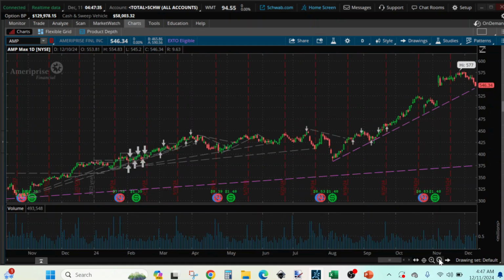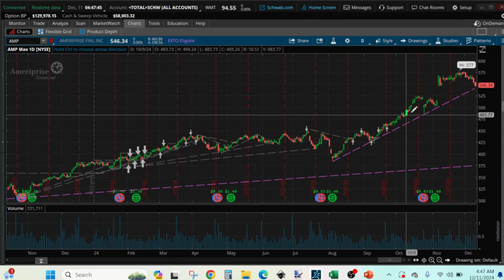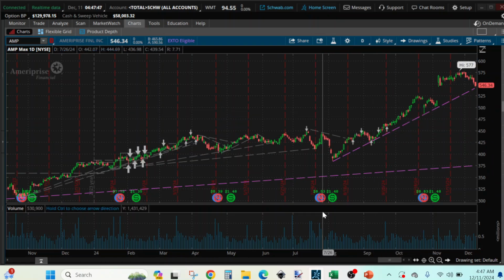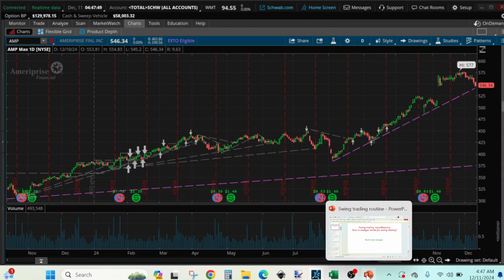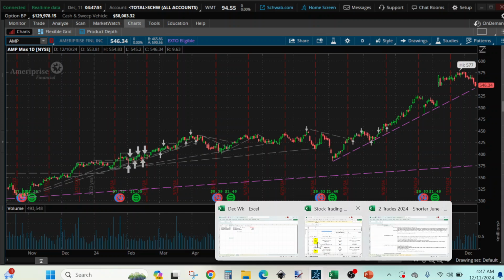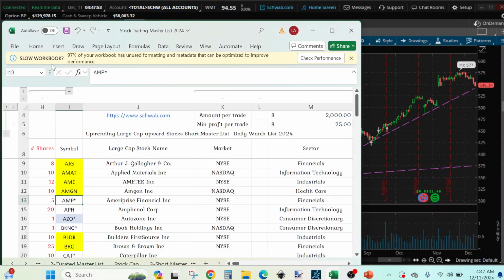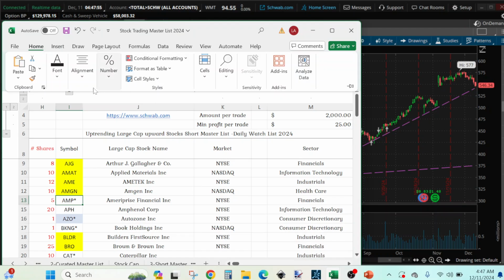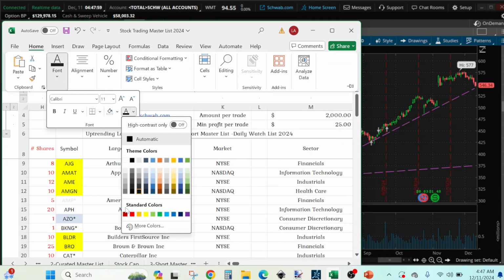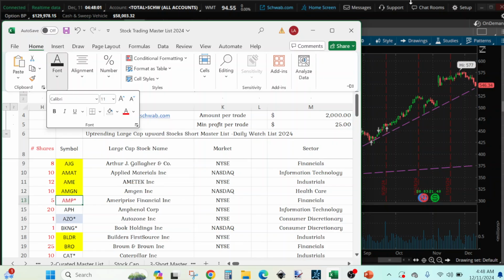So let's see what it's going to do, because it touched that in October, but somewhere here. So we are going to mark it red on our list and see how it's going to do today. APH.